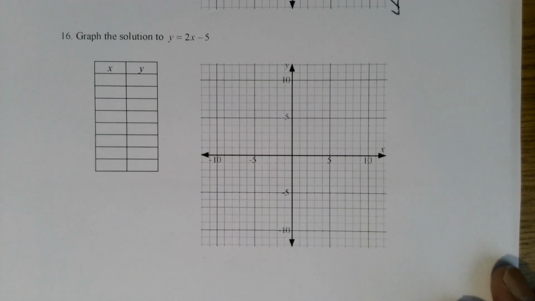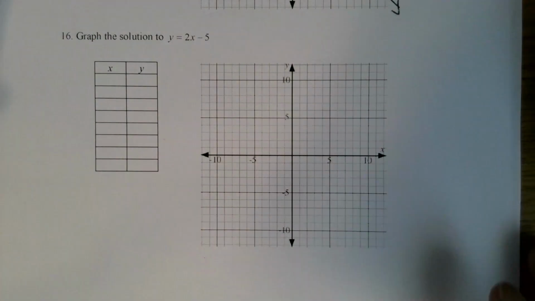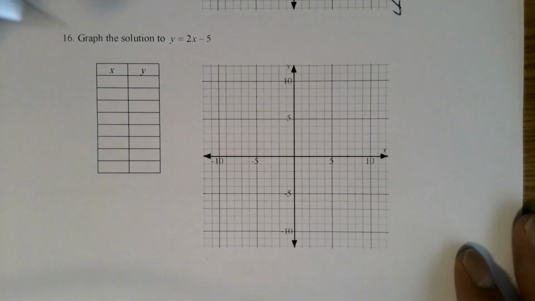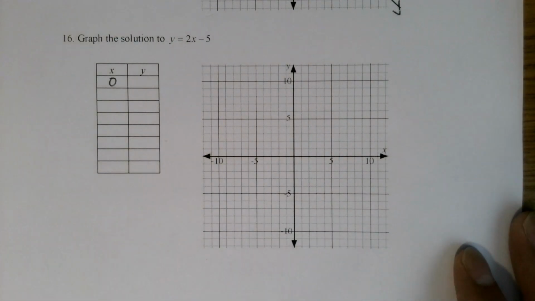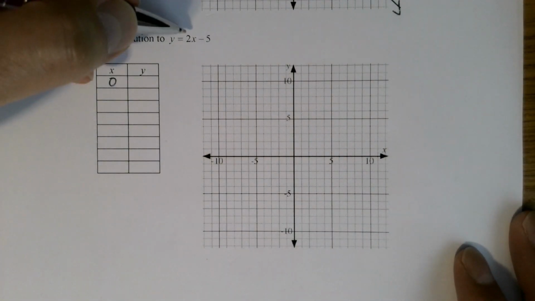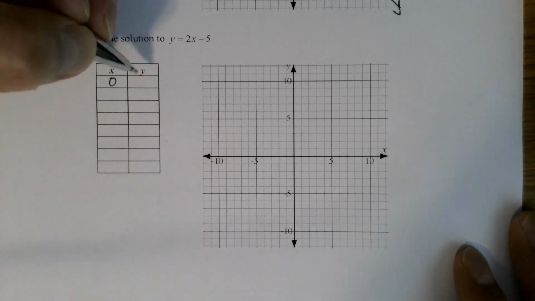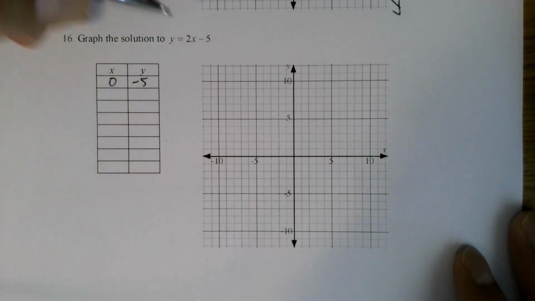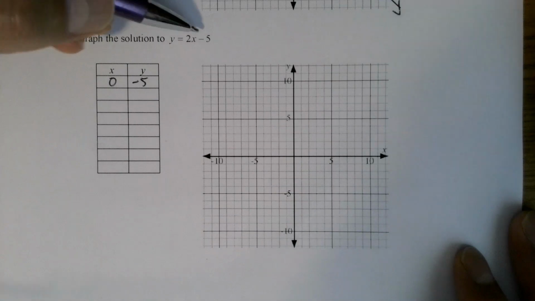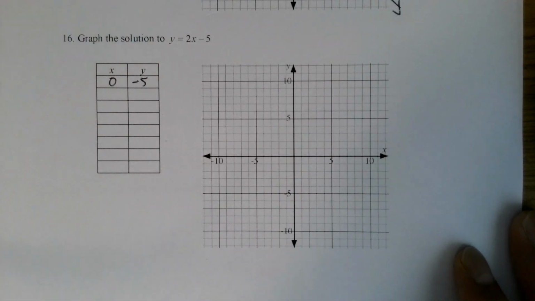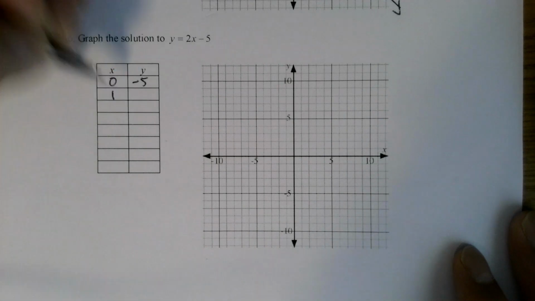16, we want to show the solution to y equals 2x minus 5 on the graph. Again, x equals 0 makes things easy. 2 times 0 is 0, minus 5 is negative 5. So if the right side equals negative 5, the left side would have to equal negative 5, so y has to equal negative 5. Okay, let's go x equals 1.